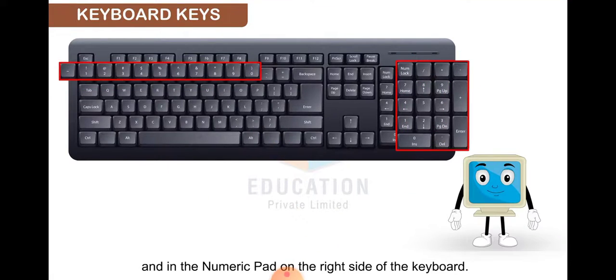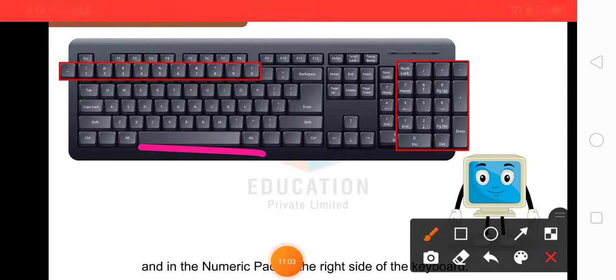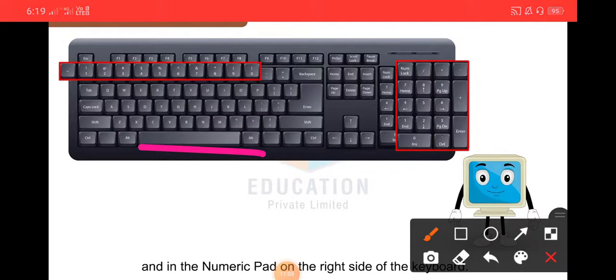Then the spacebar is the longest key on the keyboard. Here you see this one is the spacebar. Then the enter key is the most important key, and it helps to start a new line or paragraph. The caps lock key is used to type capital letters only. The delete key erases the characters to the right side of the cursor. Then the backspace key is used to erase the character to the left side of the cursor.